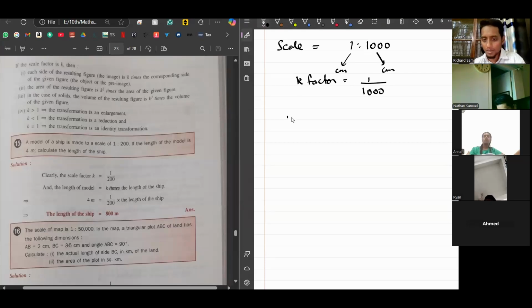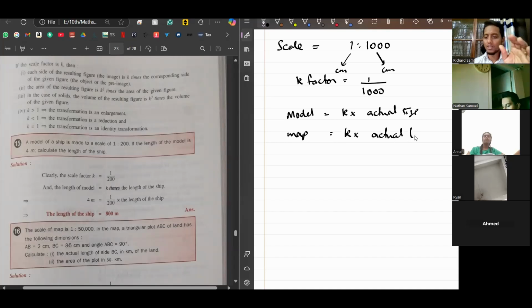That's a formula. The model's size, model or the map, whatever, the smaller one will be K into the actual size. This is the formula. So on the map, the formula would be K into the actual length on the ground. Understand? So we can use this formula to find this now. So what we have over here, we have the K factor, which is 1/200.